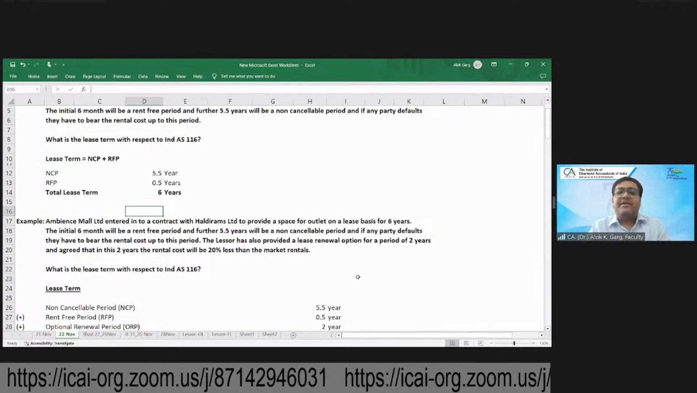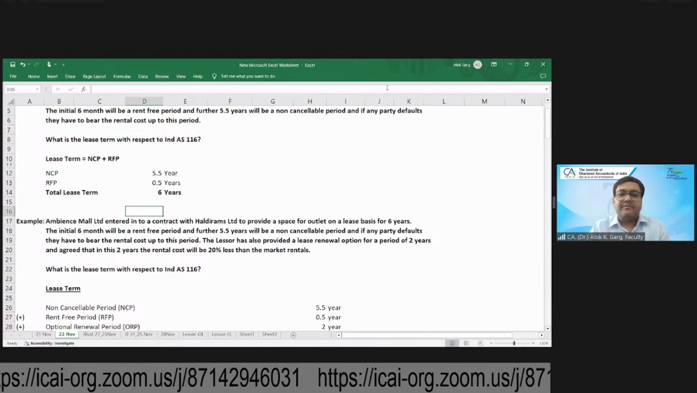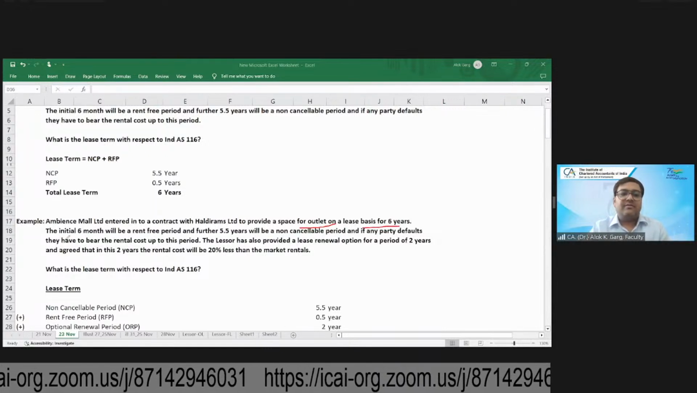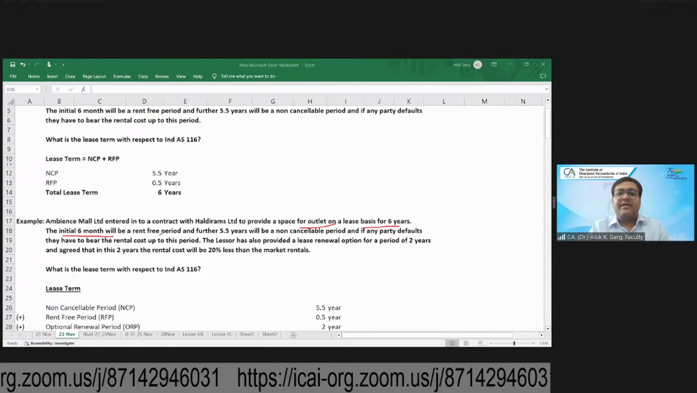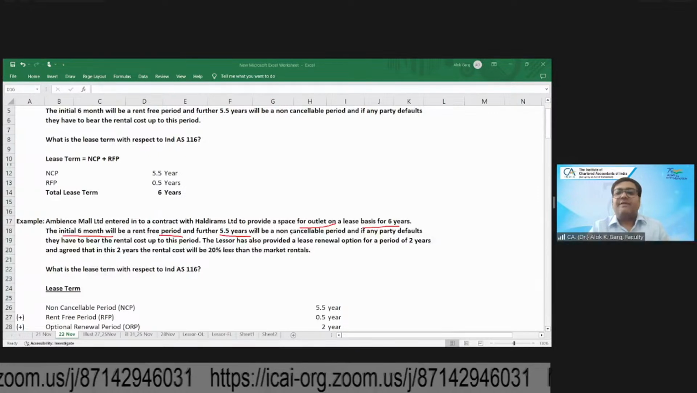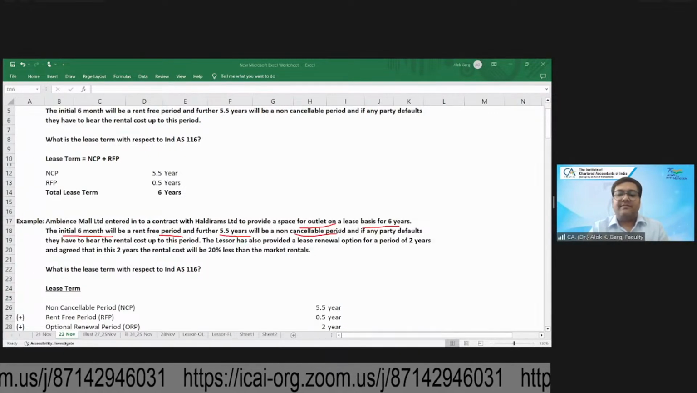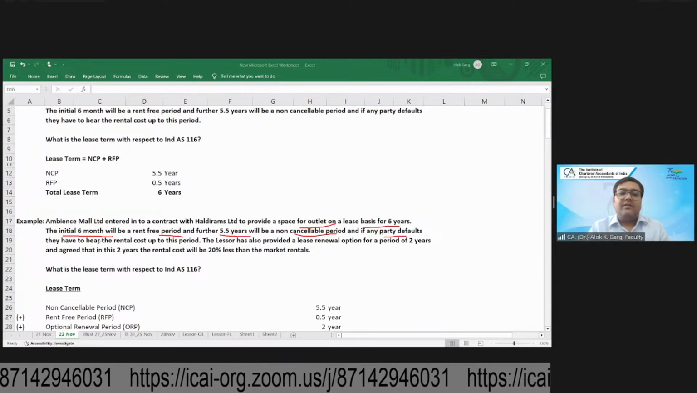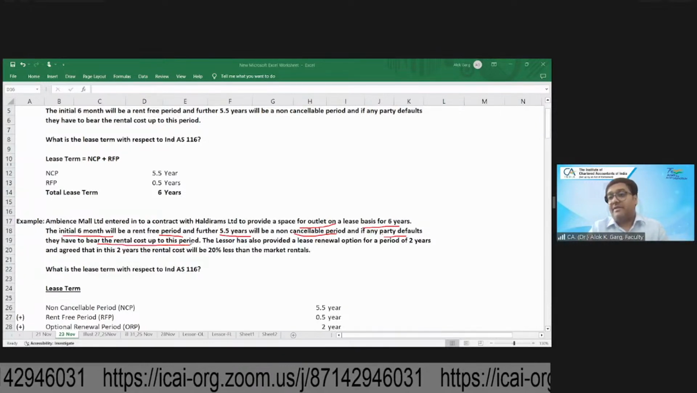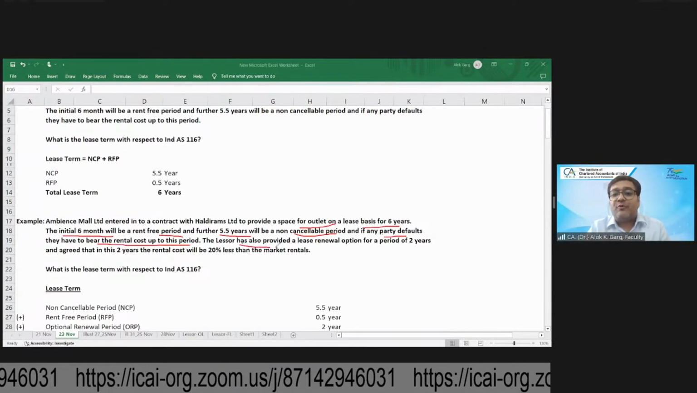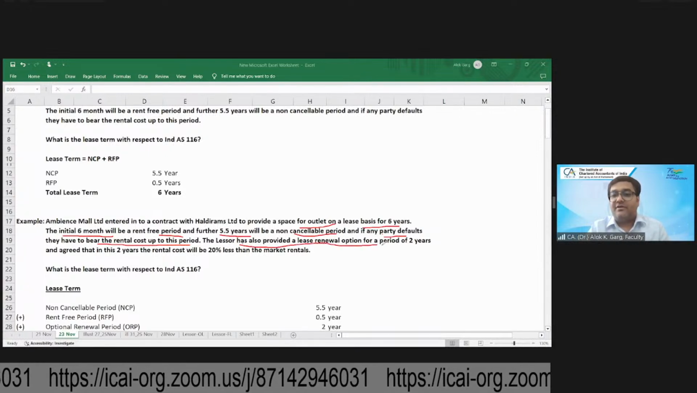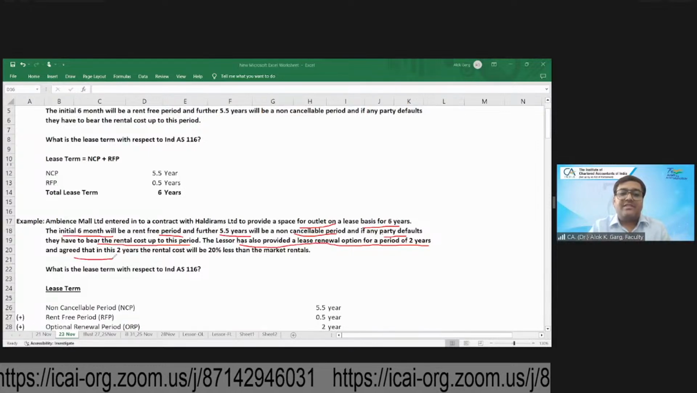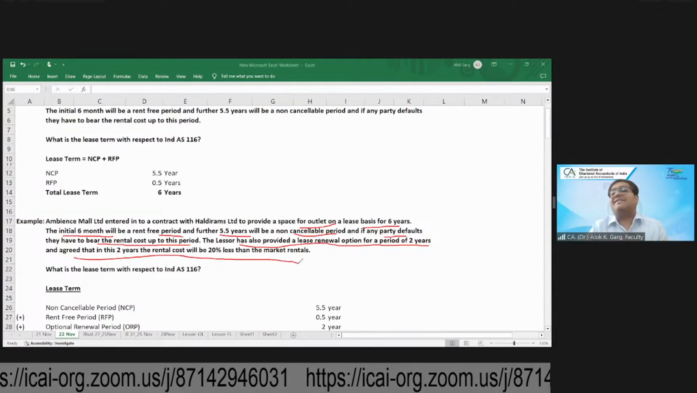Ambient Small Limited entered into a contract with Haldiram Limited to provide a space for an outlet on a lease basis for 6 years. The initial 6 months will be a rent-free period, and the further 5.5 years will be a non-cancelable period. And if any party defaults, they have to bear the rental cost up to this period. The lessor has also provided a lease renewal option for a period of 2 years and agreed that in these 2 years, the rental cost will be 20% less than the market rentals.